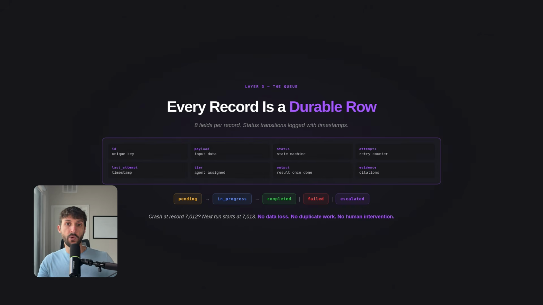The agent reads the queue at startup, picks up where it left off, and only processes records that aren't already done. If the entire run crashes at record 7012, the next run starts at 7013. No data loss, no duplicate work, no human intervention. This is what makes overnight runs possible. Without durable state, you're not running a system, you're babysitting a script.